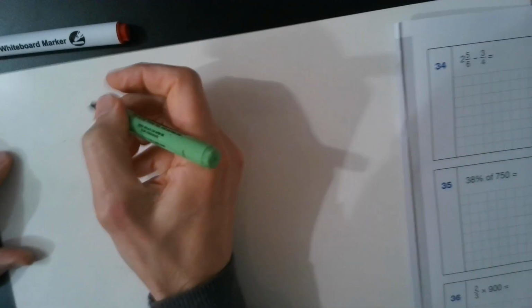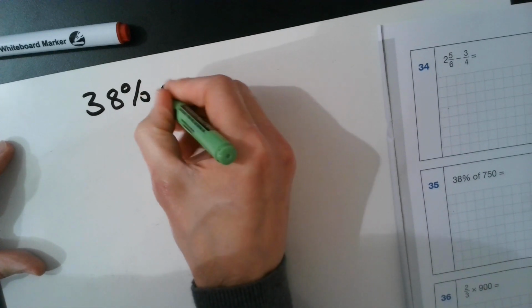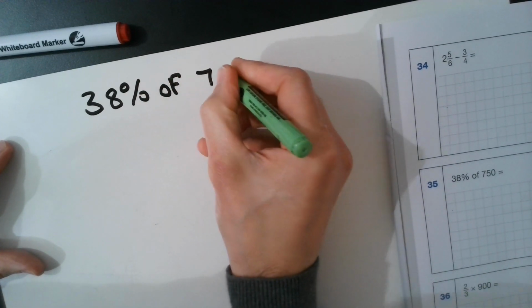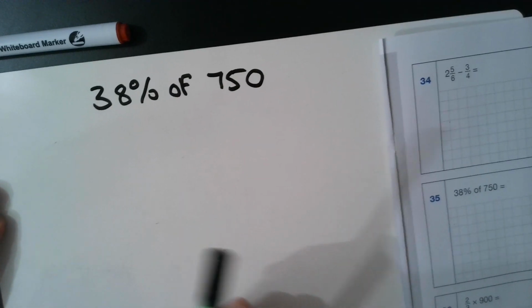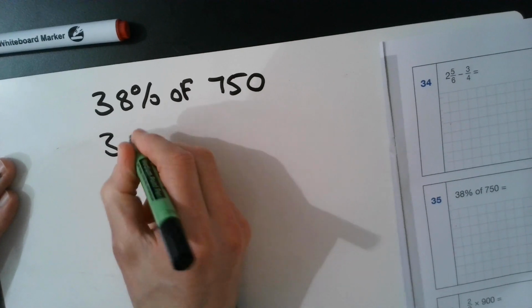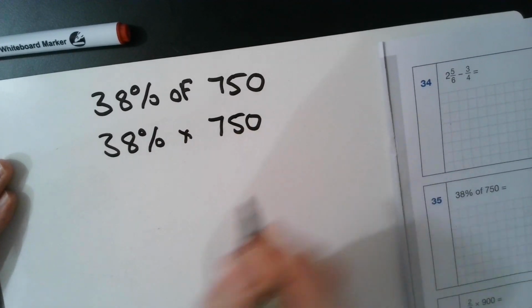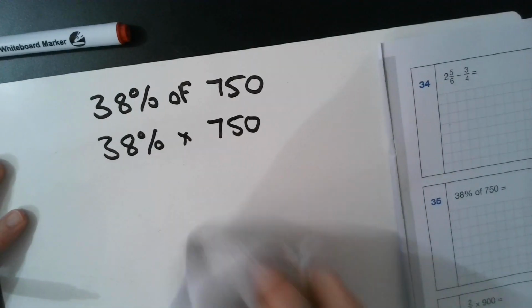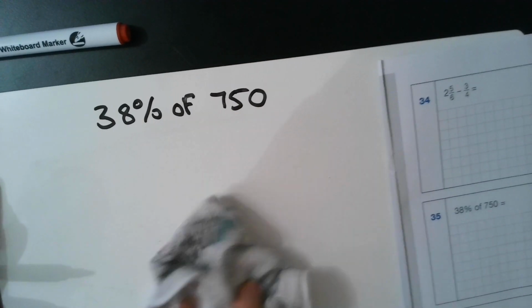Next question. 38% of 750. This is a really difficult question. And just remember, had this said 38% times 750, that's exactly the same question. But usually, at the end of the test, they give you a multiplication sign, and that throws quite a few students.